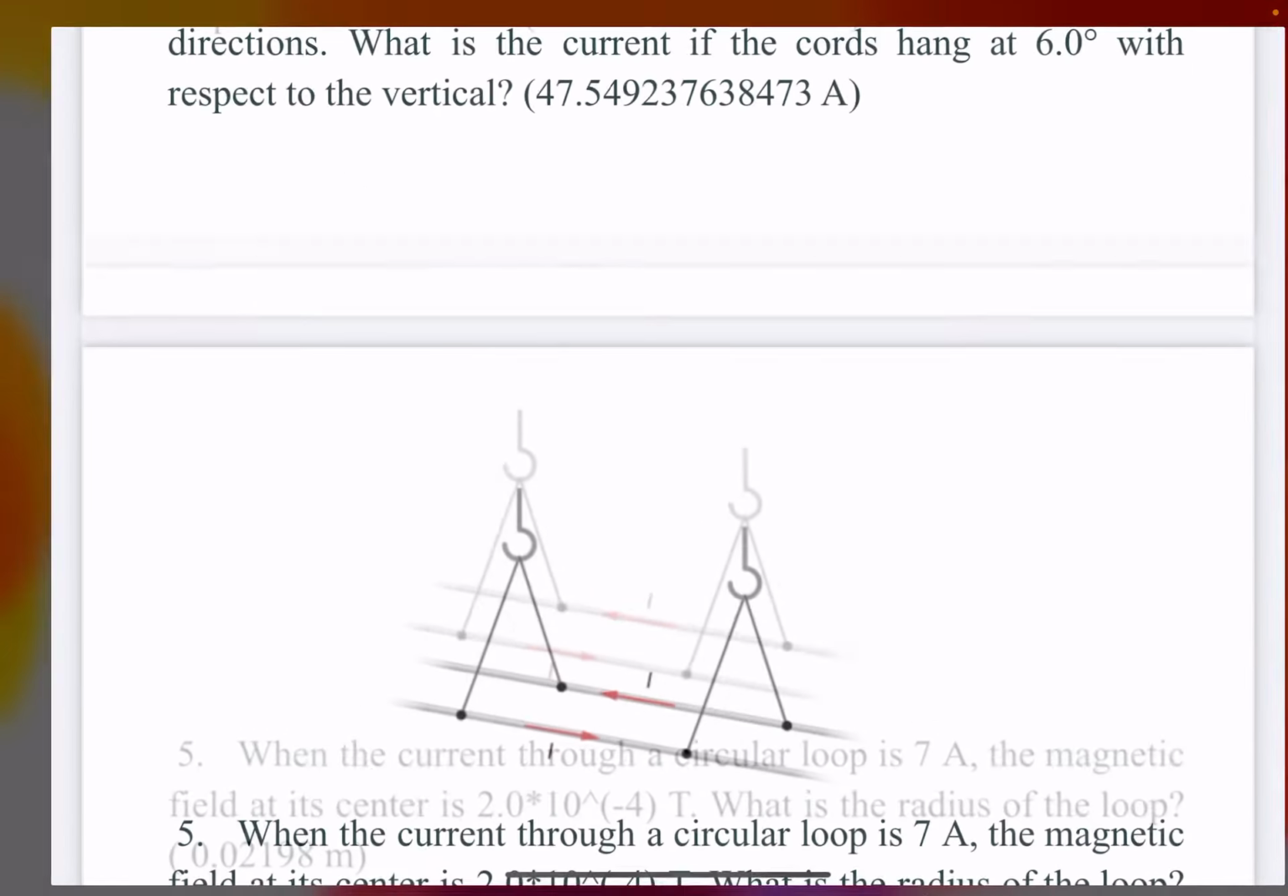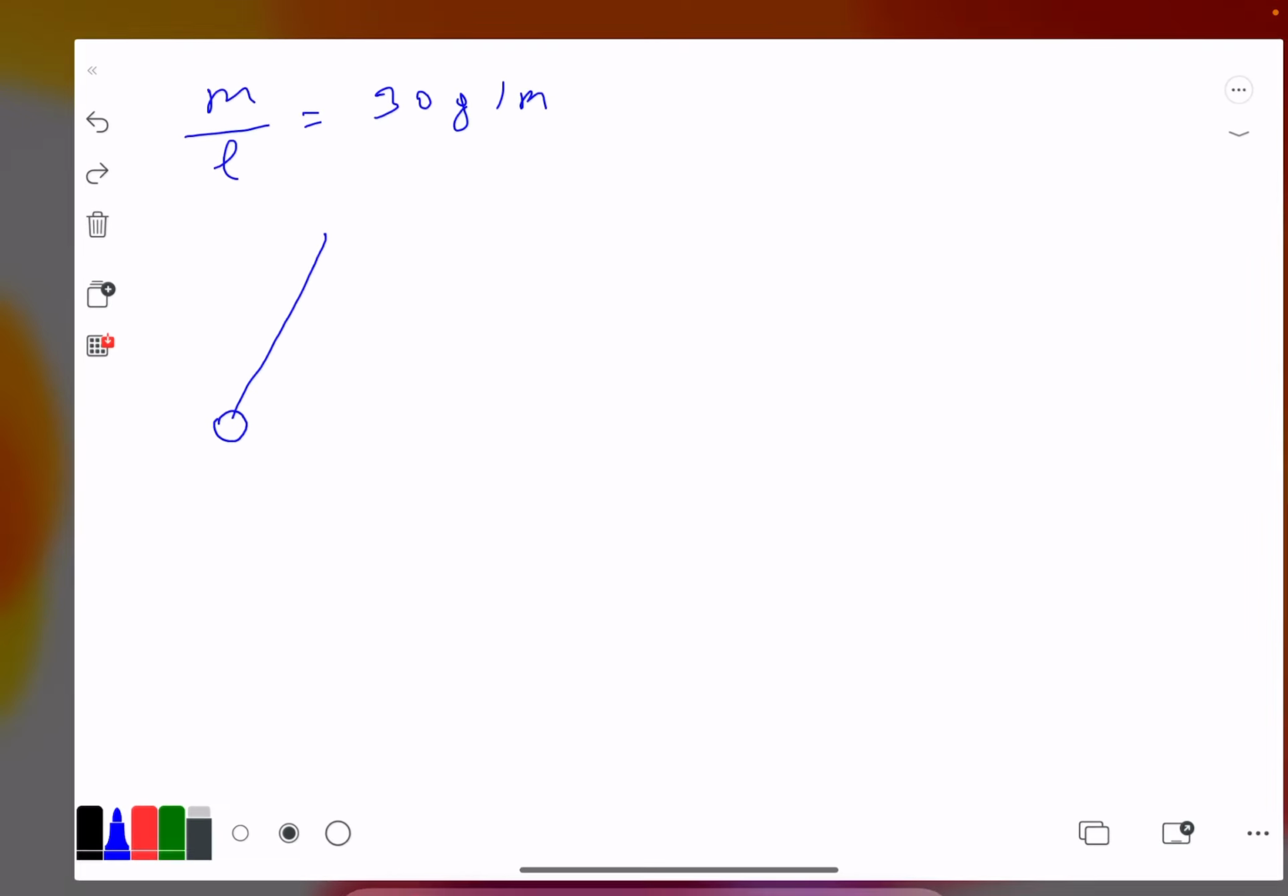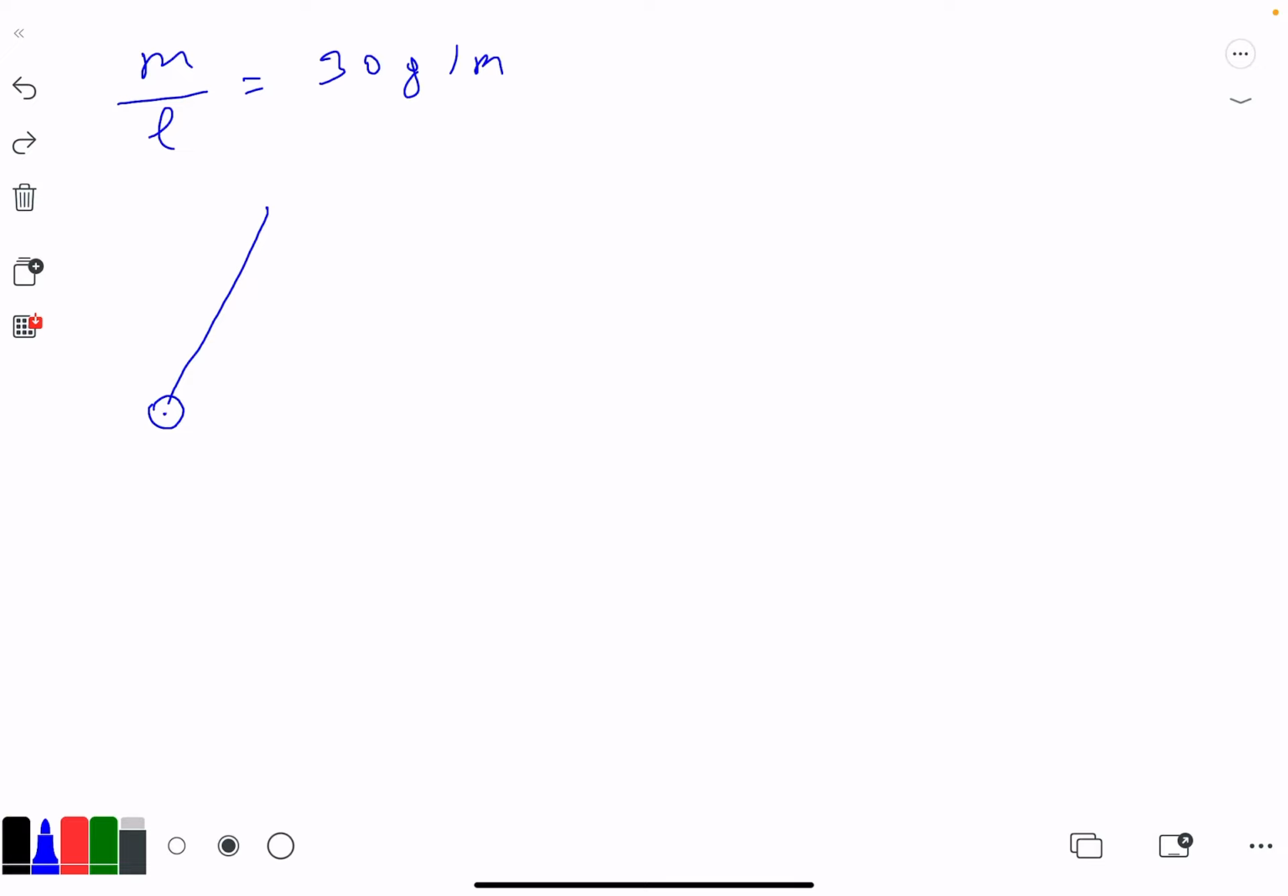And as you can see, the currents are opposite. Okay, so let's say this one will be out of the page, so I call it current, and that one will be into the page.